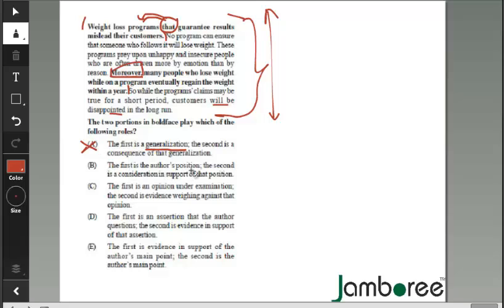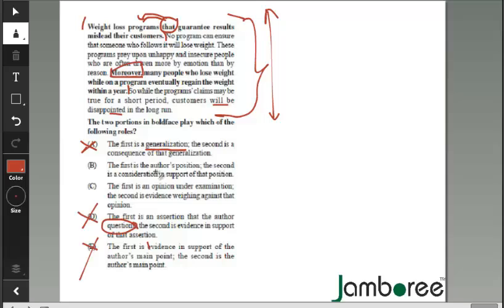Second, the first is the author's position. Well, it may be the author's position, so we cannot eliminate based on that. The first is an opinion under examination. Okay, that is also fine. The first is an assertion that the author questions. I don't like the questions part. There is no questioning happening. When you question something, that means you are going against it. Remember, there is no contrast happening. So anything that indicates any kind of questioning or opposing or going against has to be eliminated. Option E is the first is evidence. It is not evidence, so we'll stop right here and not even read further. So we are down to B and C.